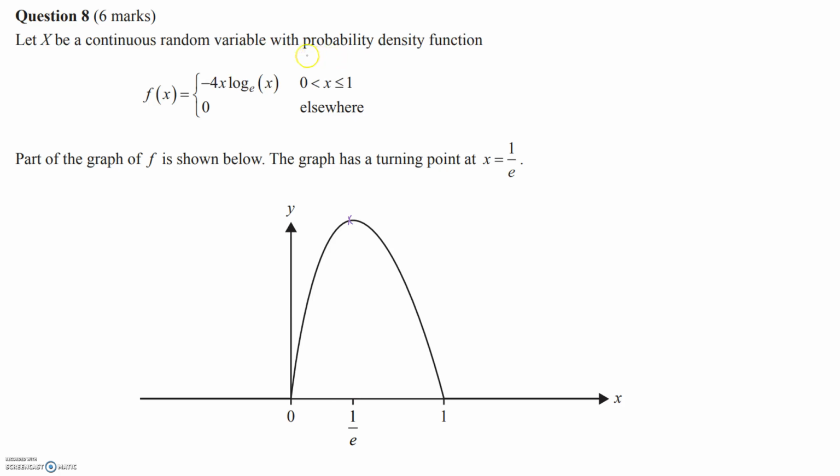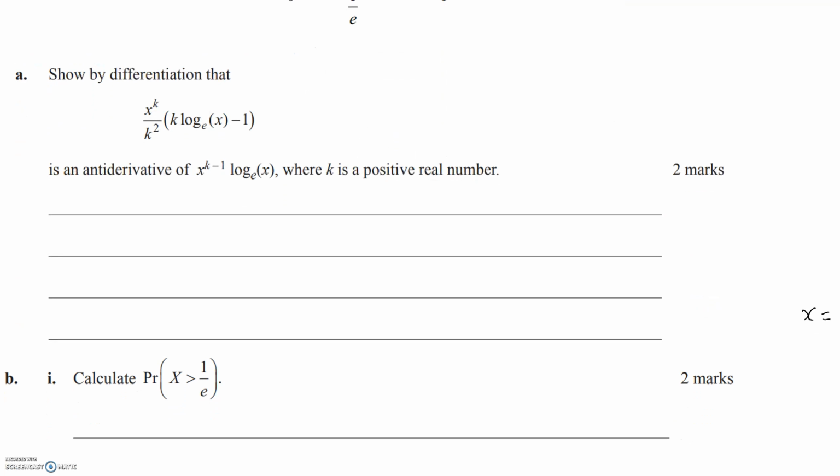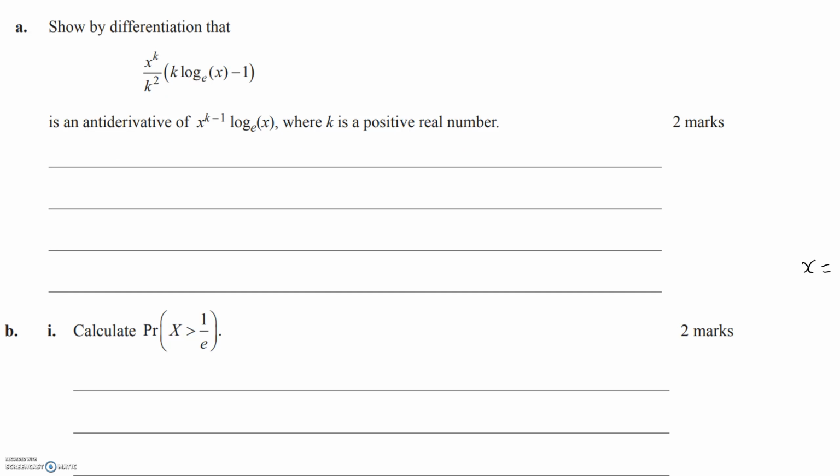We know that it's a probability density function, so we know that between 0 and 1 of f of x is going to equal 1. We know that f of x must always be greater than or equal to 0, but this is kind of shown by this diagram. Alright, so let's have a look into the actual first part of the question. Show by differentiation that this is an antiderivative of this. Now, I personally do not think that they've given enough space to do the working out for this, but let's find out whether it's possible.